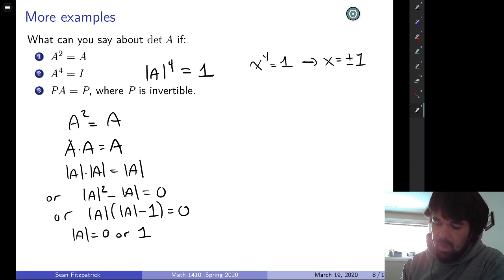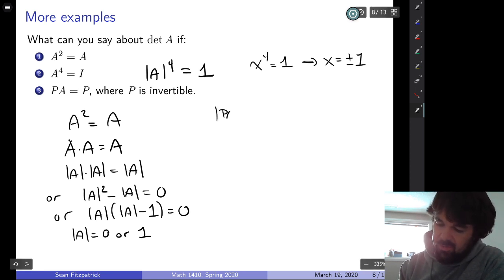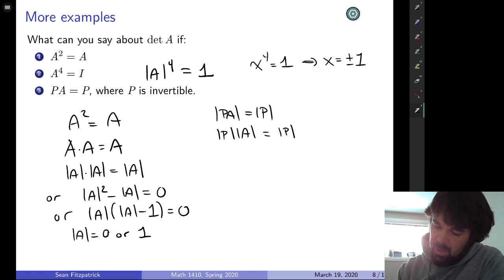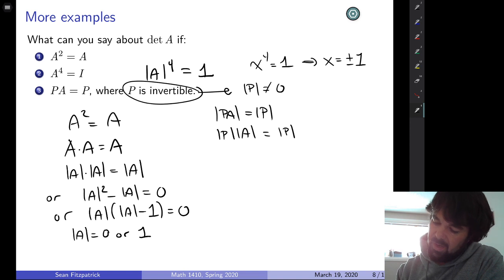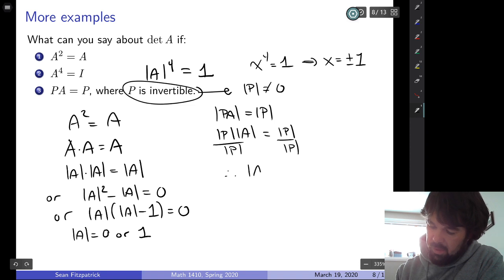For that last one, determinant of PA would be equal to the determinant of P. Use the product property on the left: determinant P times determinant A is equal to determinant P, right? P is invertible. That means that the determinant of P is not 0. Since it's not 0, I can actually divide by it. And this time, I can say the determinant of A has to be equal to 1.